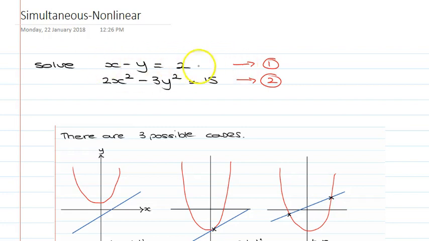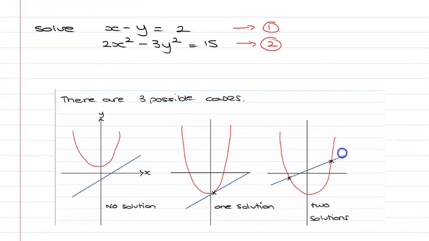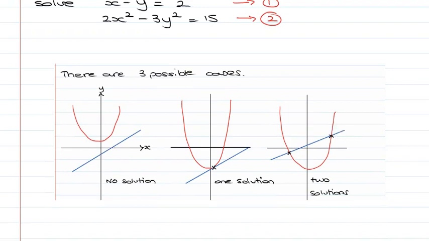We're going to take the linear one, and we're probably going to have to rearrange it. We're going to either make it x equals or y equals, and then we're going to substitute it into the nonlinear equation. Now, there are three possible cases here. Either our two equations will have no solutions at all, so there will be no intersect. As you can see, I've used a quadratic on this graph to show. So this is the first possible scenario. There could be no solution.